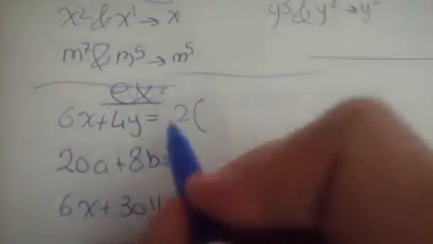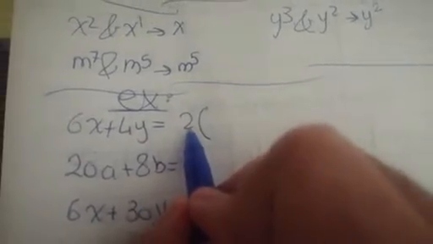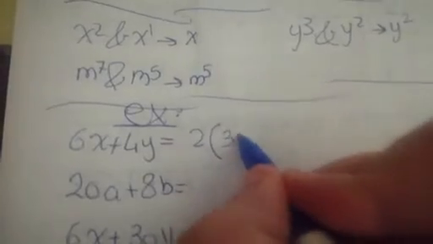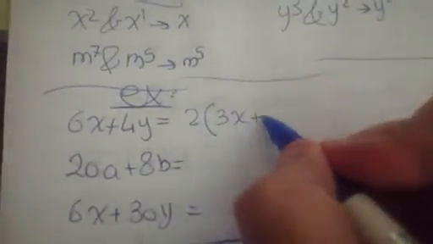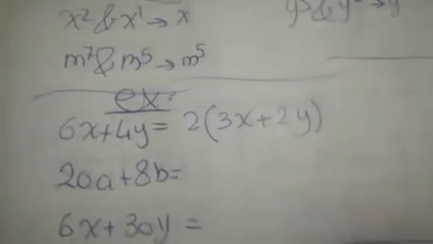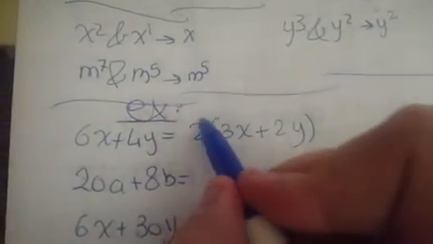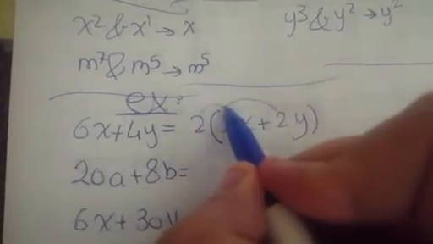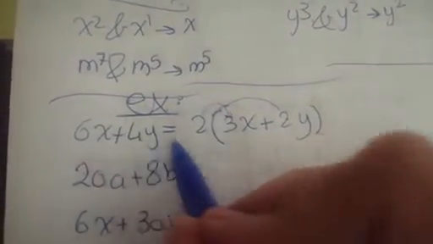What is the next step? We took 2 common, right? So we're going to divide the two numbers by 2. So 6 divided by 2 is 3, and the x as it is, plus 4 divided by 2 is 2, and the y as it is. Let's check. Let's expand the bracket. 2 by 3 is 6x, and 2 by 2 is 4y.